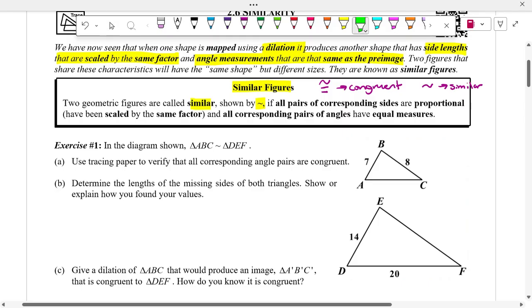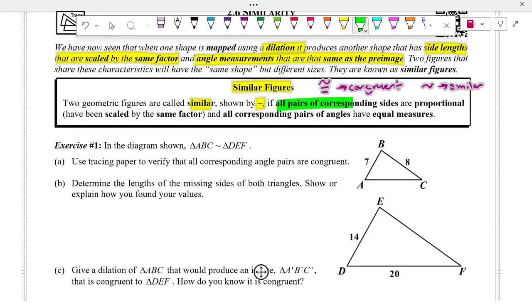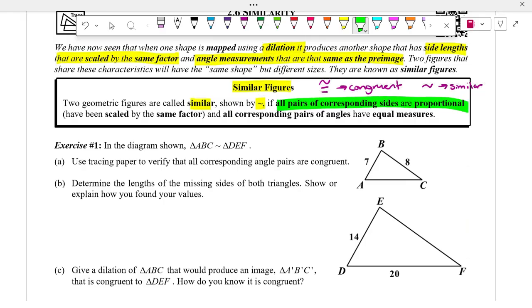Now, some features of similar figures is that all the pairs of sides are proportional. All right, meaning that they have the same scale factor. And all the corresponding pairs of angles are congruent.